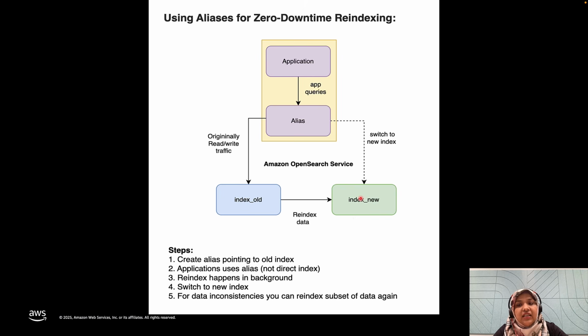Once the green environment is ready, you can instantly switch the traffic to the new index via aliases. This transition is seamless and helps achieve zero downtime for your applications. However, in the case of data inconsistency, if there are new records written while the reindexing process is going on, then you can always reindex a subset of data for those missing records. In this way, you can easily reindex data to a new index without interrupting service.